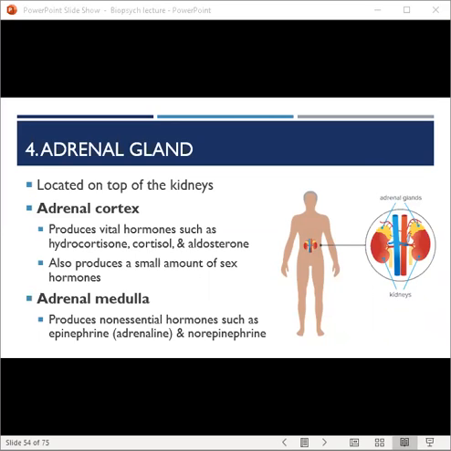One of the main distinctions is that the hormones released by the adrenal cortex are necessary. Those secreted by the adrenal medulla are not necessary. You do not need them to live.